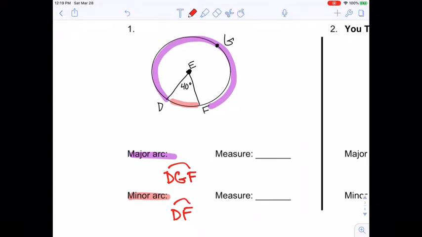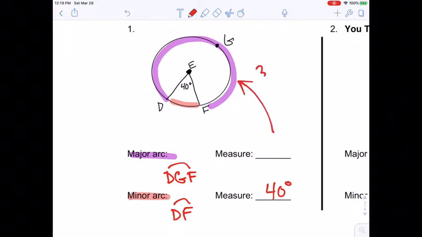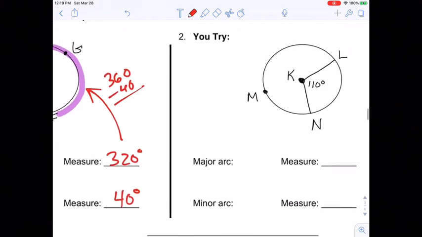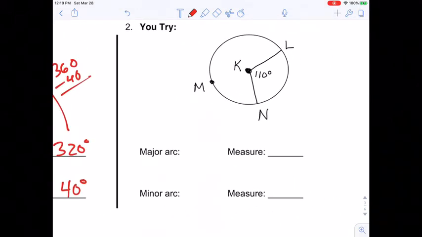The measure of the minor arc, that seems like the easier one to do right now, is 40 degrees. To figure out the major arc measure, I have to take 360 and subtract 40. 320 degrees is the major arc, okay? So looking at this one, this would be one you would try. If you want to pause the video and then try this out and then check your answers, go ahead. I'm going to write the answers right now.